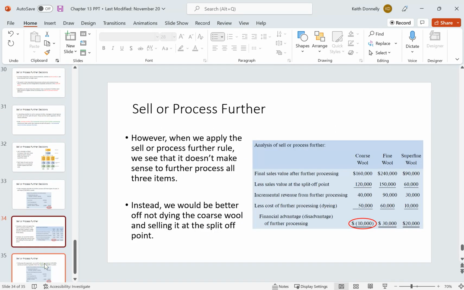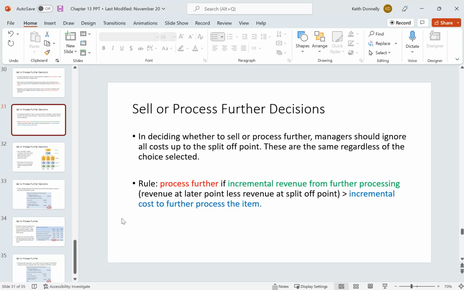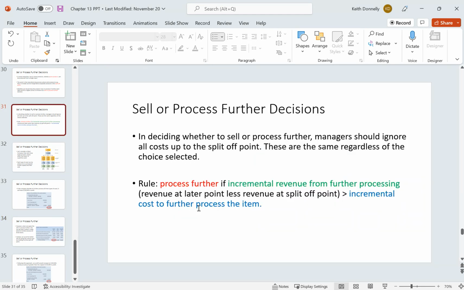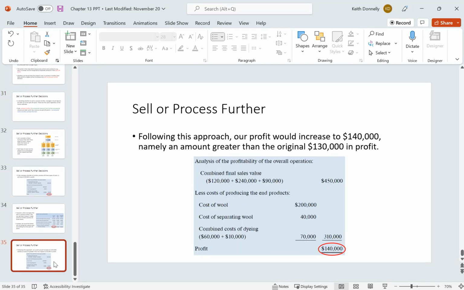Now, when we apply the rule over here, this process further rule, to sell or process further, we see that it doesn't make sense to further process all three items. Instead, we would be better off not dyeing the coarse wool and selling it at the split-off point. So in other words, we fail the rule here. The incremental revenue is going to be less than the incremental cost to further process the item.